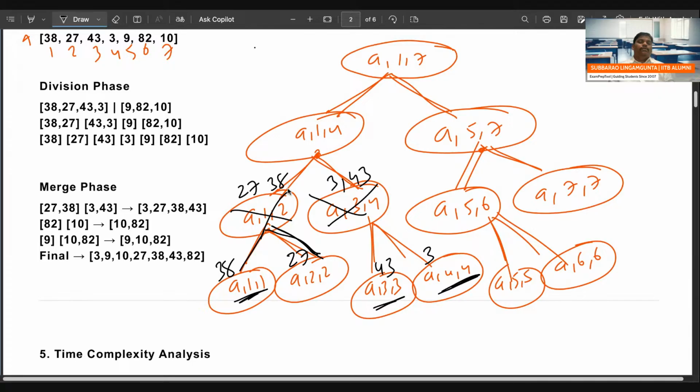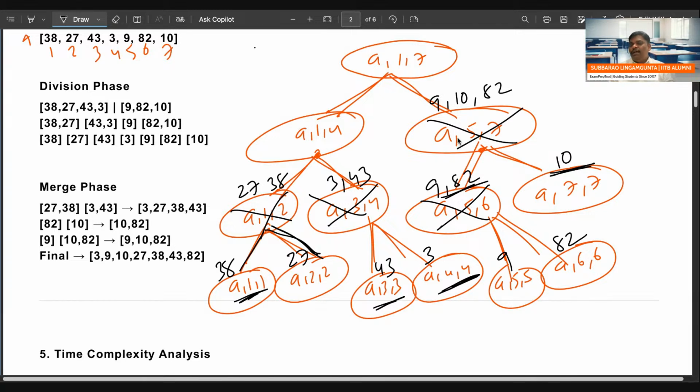You got it, right? In the similar way here, A5, A6. What is the fifth element? 9. What is the sixth element? 82. If you combine 9 and 82, it is also done. So next one, A7. What is the seventh element? 10. Left two people, right one person, 2 plus 1, total 3 people in the sorted order: 9, 10, 82.